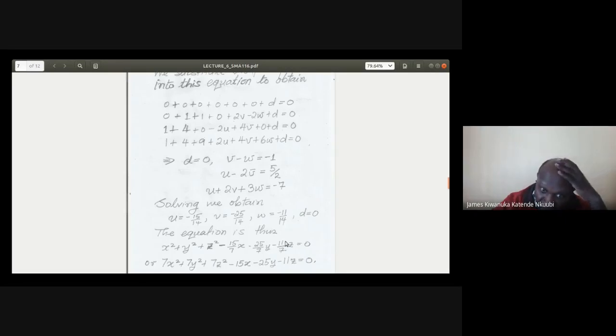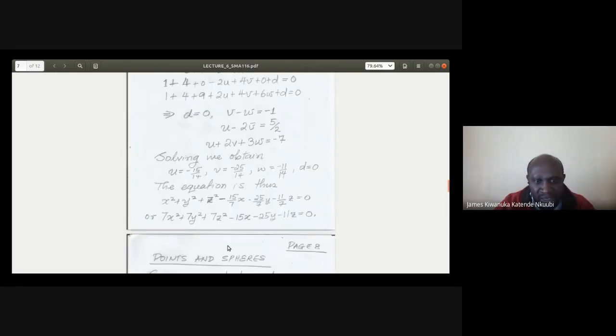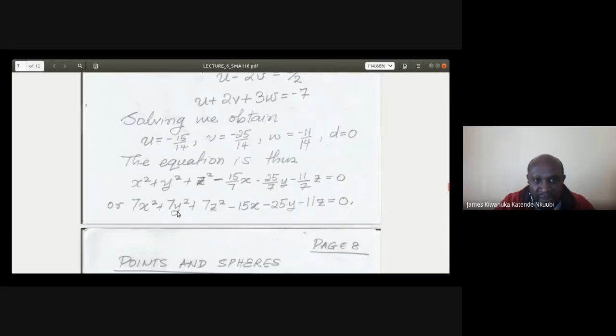Now you can multiply throughout by 7 so that you get rid of the fractions if you want. Then you'll have 7x squared, 7y squared, and 7z. So this gets rid of the fractions completely. Like we said earlier, the important thing about the equation of a circle is that the coefficients of x squared, y squared, and z squared must be equal. So this is just fine. So you can move from this form to this form. You simply multiply throughout by 7 to get rid of the fractions.